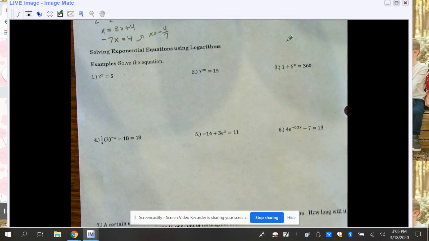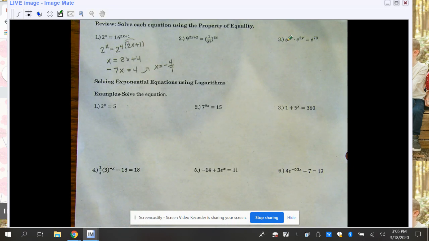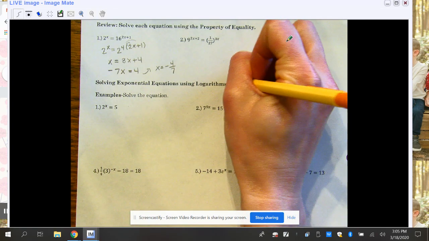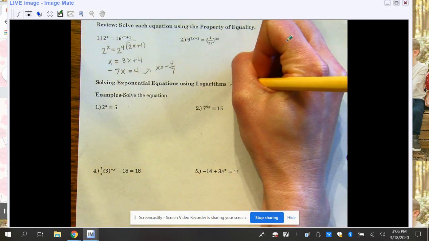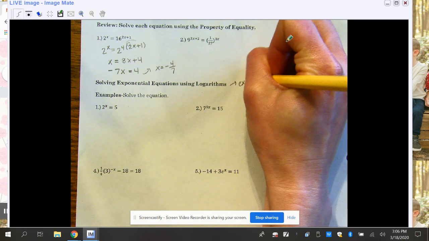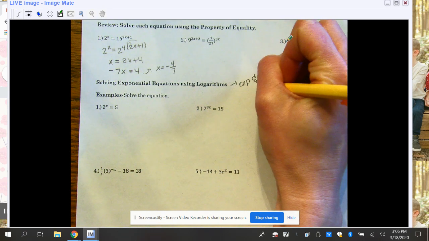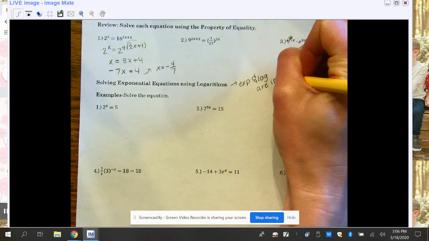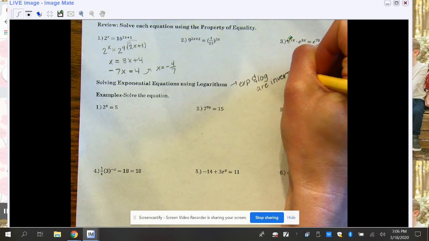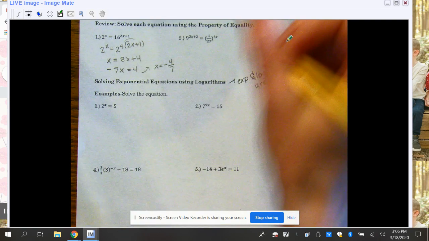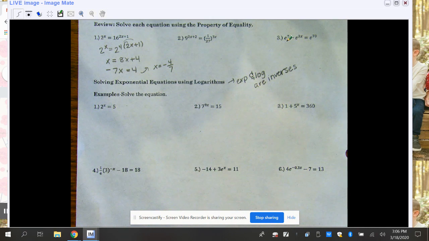However, it's just not realistic for everything to so nicely match up. So there needs to be another way to solve these equations. And that's why we've been practicing those properties the last couple of days. So our focus the last couple of days was that exponents and logs are inverses of each other. So we're going to use that idea to help us solve these equations over the next several days.